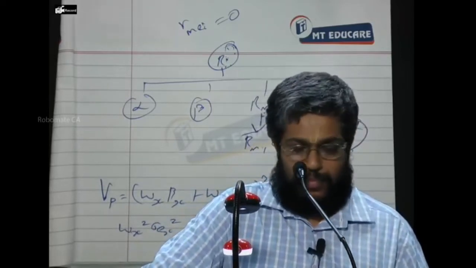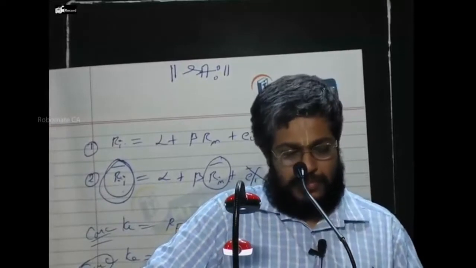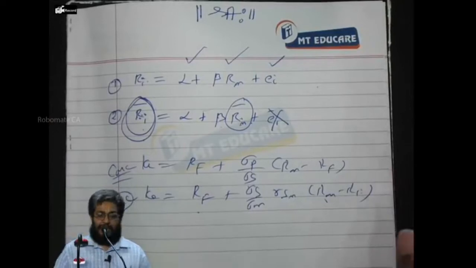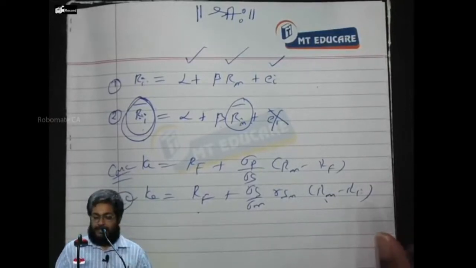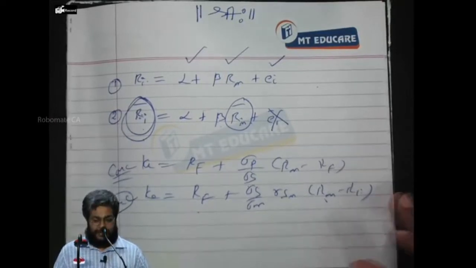Point number 1. RI, in bracket, return of a security, bracket close, is equal to alpha plus beta RM plus EI. Return of a security is equal to alpha plus beta RM plus EI.